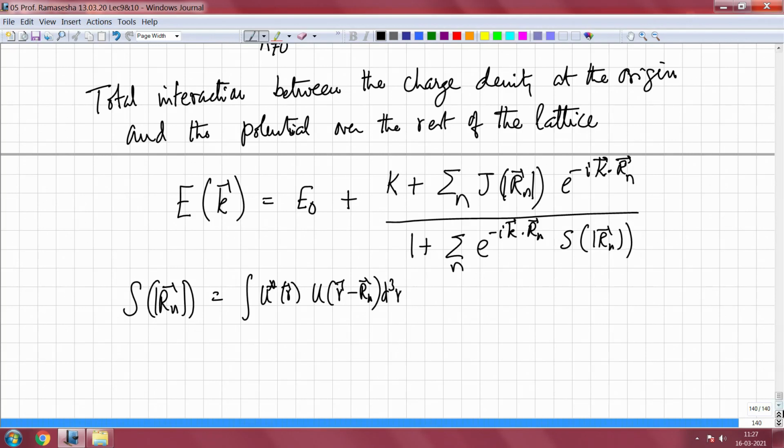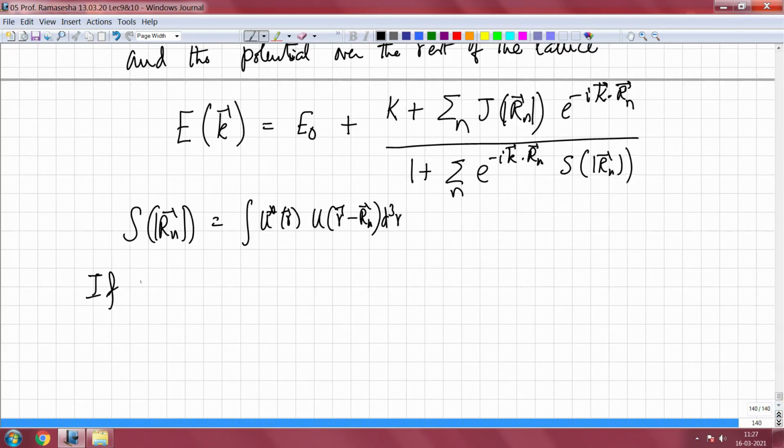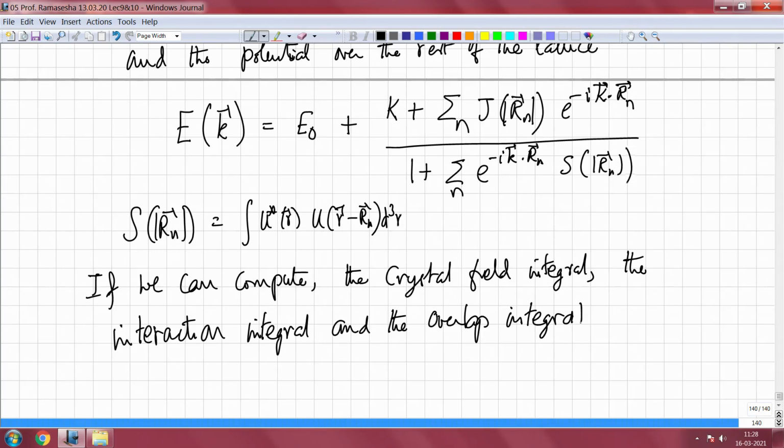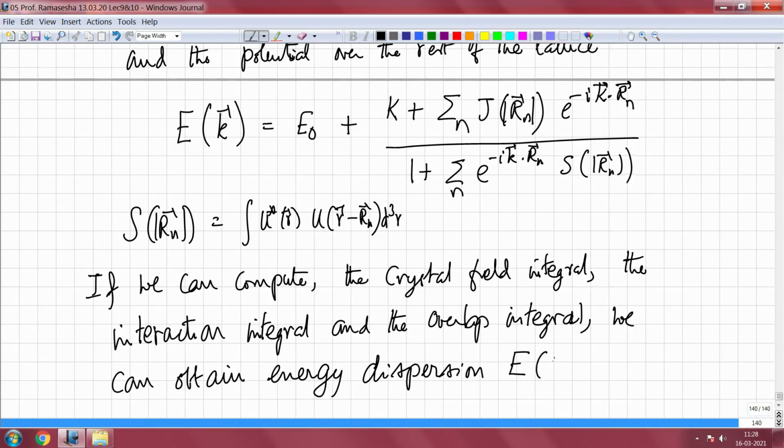So if we can compute the crystal field integral, the interaction integral and the overlap integral, we can obtain the energy dispersion E of k of the band.